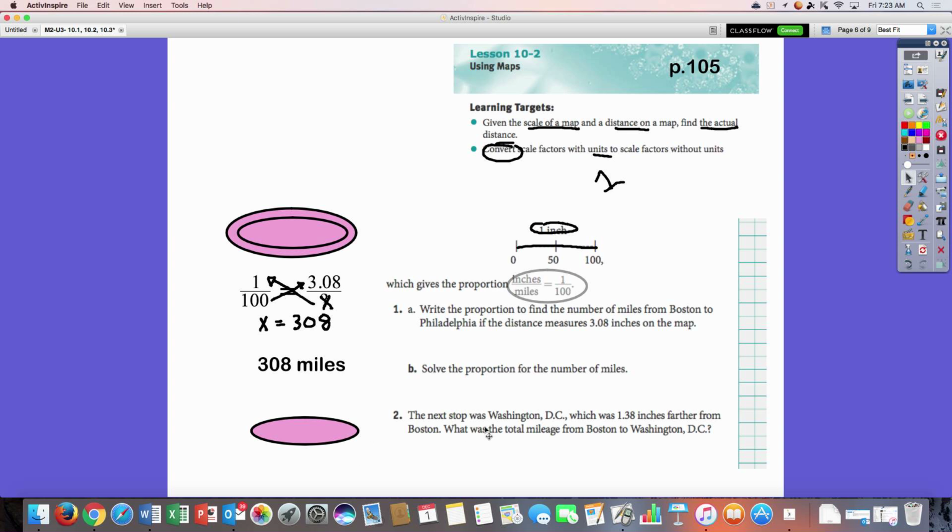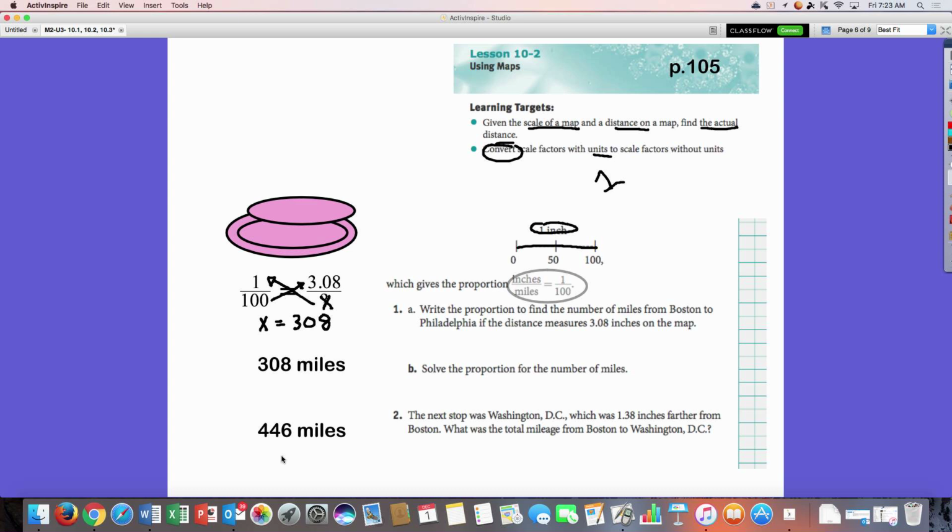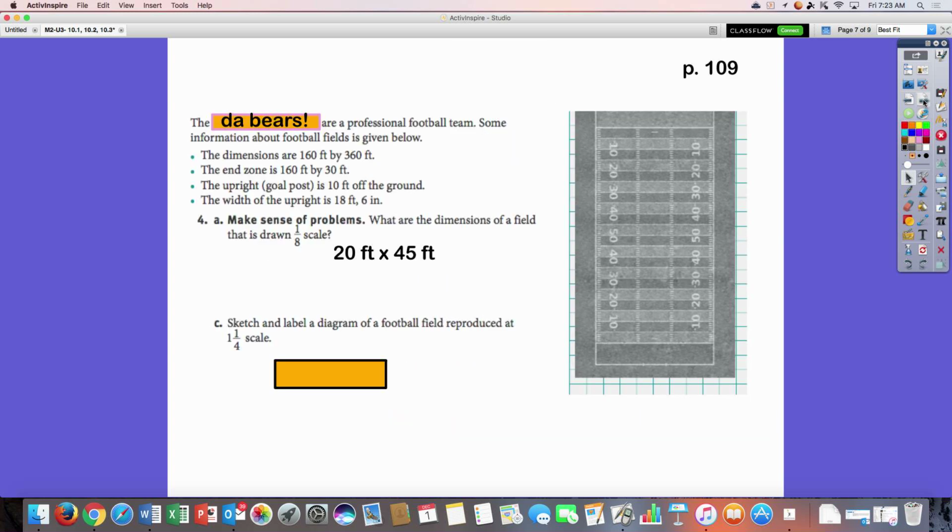The next stop was Washington, D.C., which is 1.38 inches farther. So you got to get the total mileage. They're adding a little part on. You got to read that carefully. It's 446. Adding that to the number we get, we compute the second part. I put that question in there just to realize you have to read the questions carefully. Sometimes people jump to the answer and assume it's that, but you've got to read carefully to make sure you're answering the question exactly. Let's keep going.